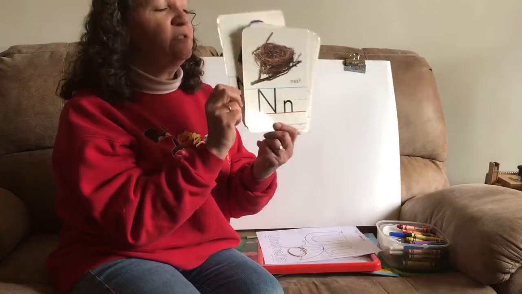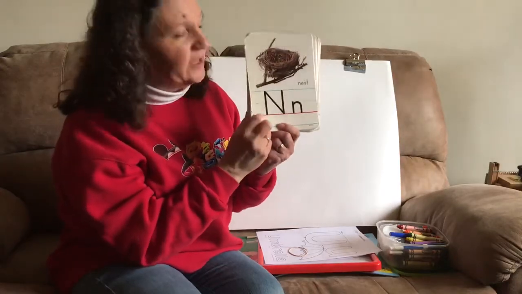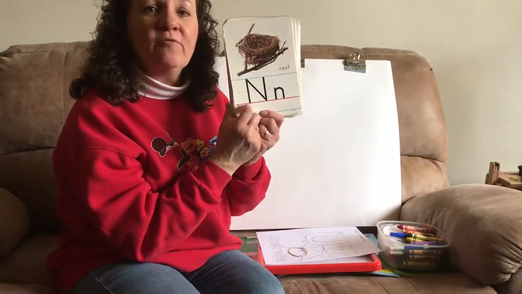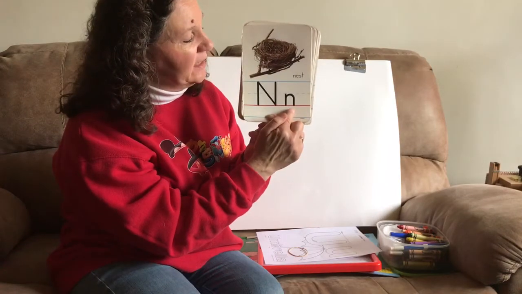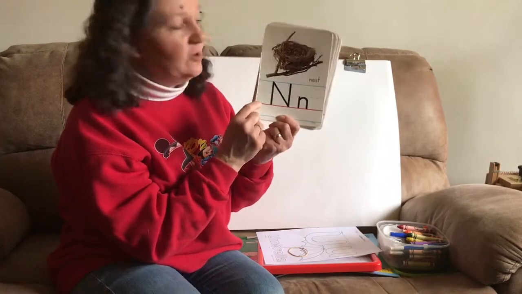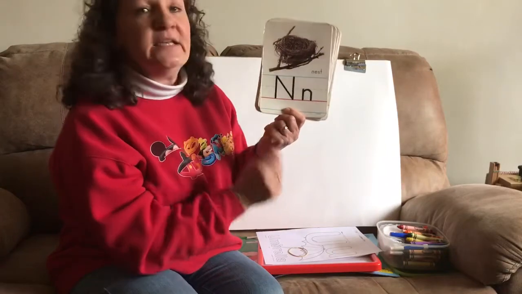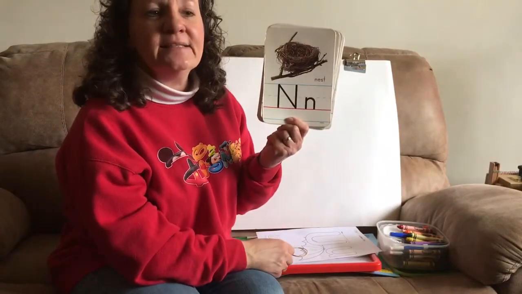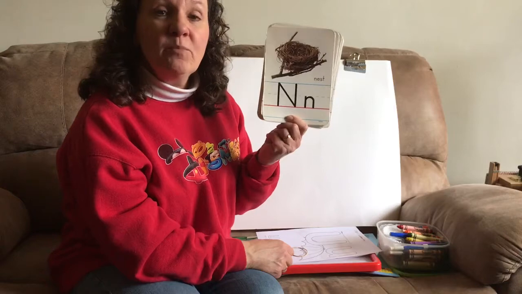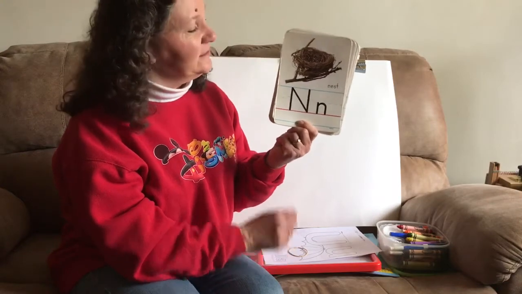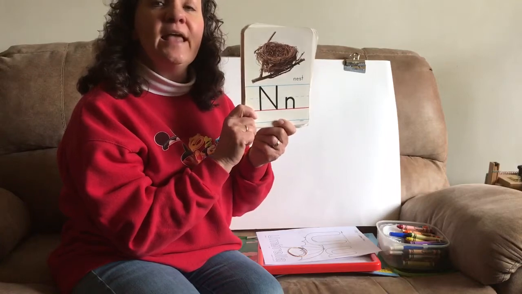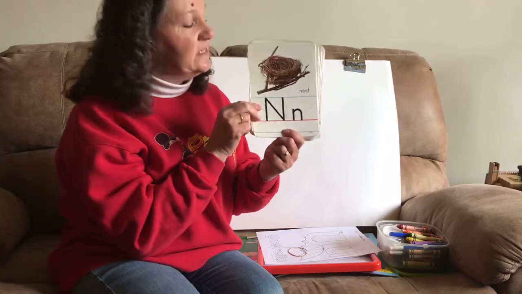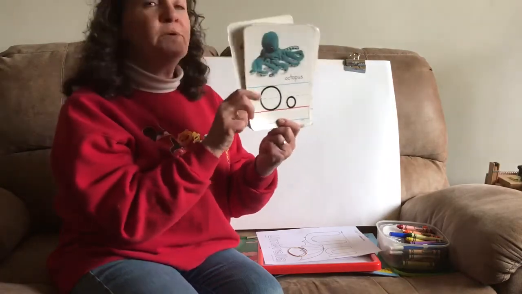And what letter is this one? Yeah, that's the letter N. We have our capital N for Nicolette and for Nico, and we have our lowercase n, and N's also for Noto. N makes the N sound like nest and newspaper and necklace. N is for nest.